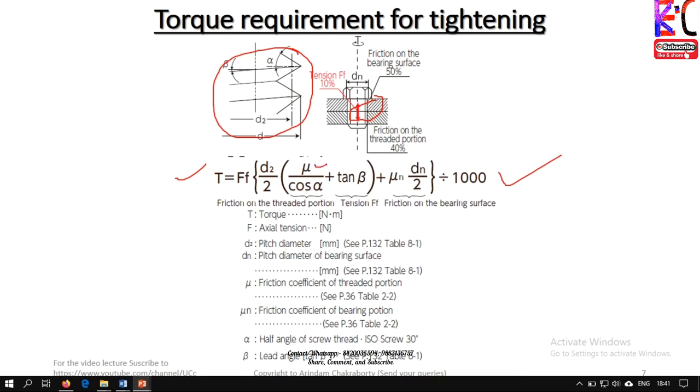There's a mu. Mu is for the threaded portion, and mu n is for the bearing portion. The bearing portion lies over here. If you magnify over this one to this, you can see the bearing portion is here. So this is what happens. Okay, this is a half angle of the screw thread and the lead angle of the thread. This is related to the pressure angle of the threads. How it works will be coming in your classes.